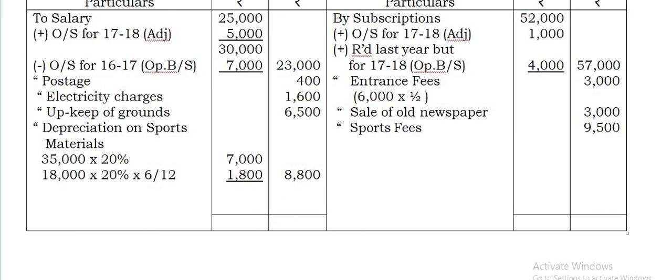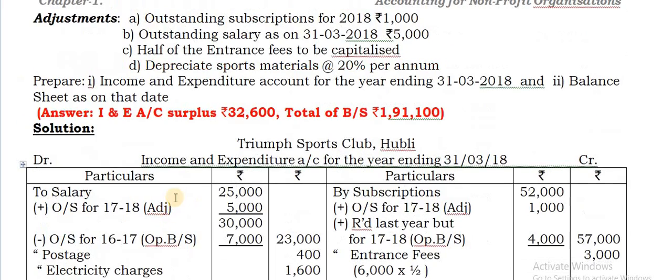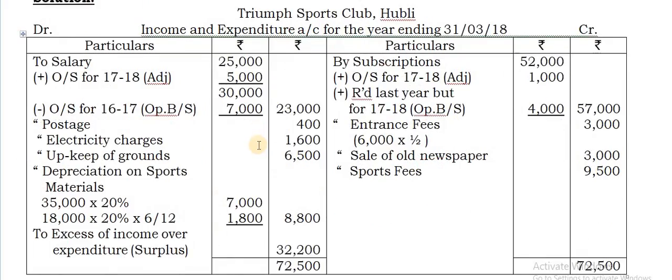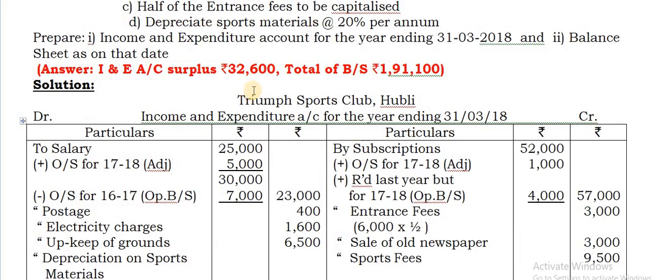Okay. Find the totals. So the total is 72,500. So the balance you are getting, find the totals there, is 72,500 and the balance 32,200. There is a small change here. I have given it in the workbook as 32,600. Please change it to 32,200. That is the balance you are getting. So take that, 32,200.